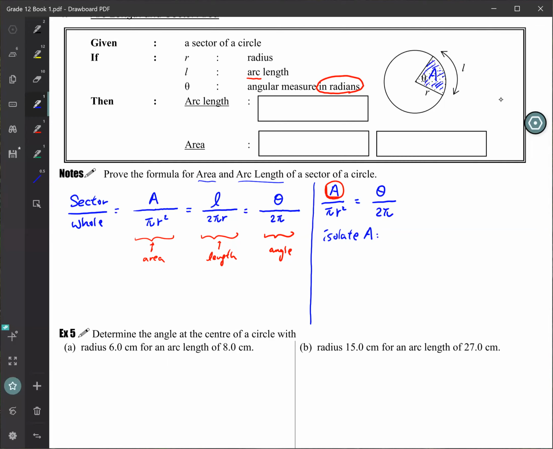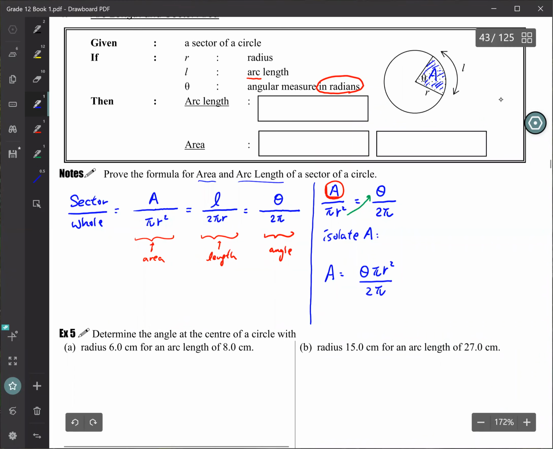Right, so Ray, what do you have when you isolate A? I'm not sure if it's correct, but A equals theta pi r squared over 2 pi. Yeah, so basically you just do the cross multiply, right? So this one multiplies over to the other side. So is there anything I can reduce or cancel out, Donna? Pi. Pi can, right? Yeah. And then it's theta r squared over 2. Yes, very good. Okay, so theta r squared over 2.